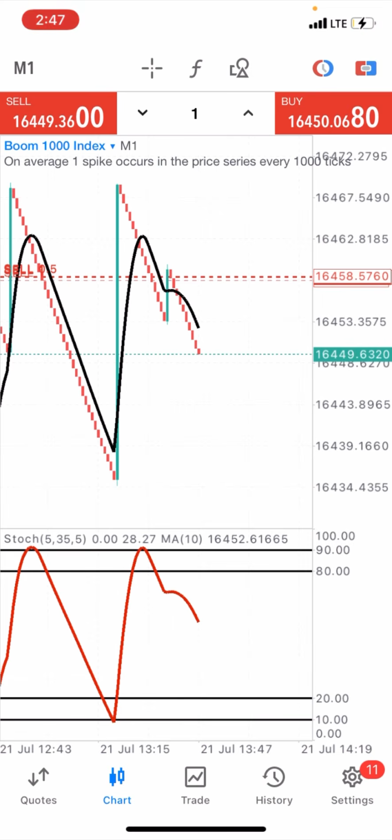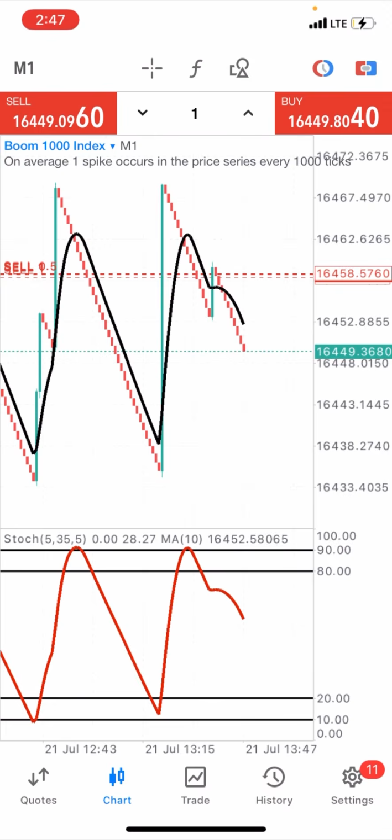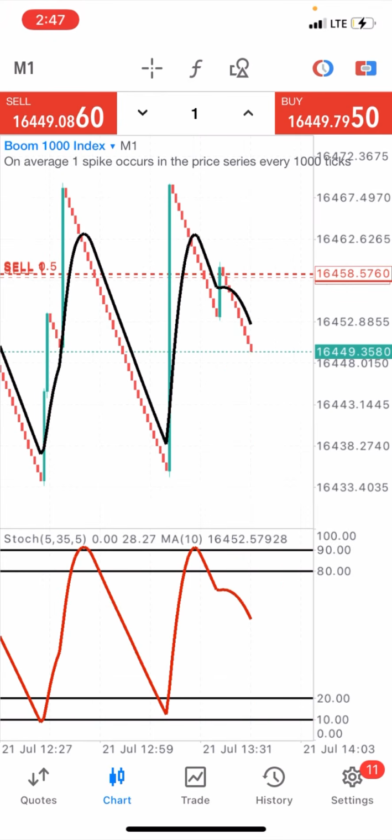So now we are about to go into the real deal. So let me quickly show you guys why I made this entry. I'm sorry, I'm in a noisy area. I'm just trying to see how this sound can come out clean. So why did I take this trade?